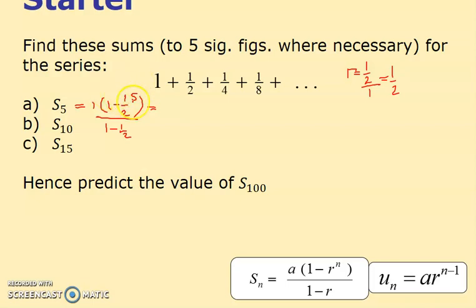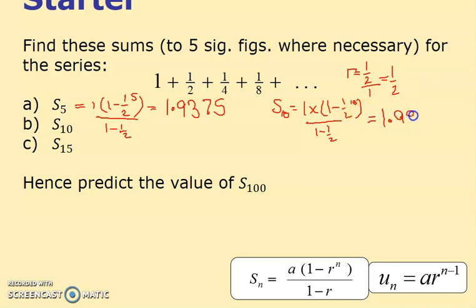And if I press the SD button, I get 1.9375. I'm going to do the same for S10 over here. Well, that's 1 times by the bracket 1 minus a half to the power of 10 over 1 minus a half. So you can see it's almost identical. And I get 1.998. And you start thinking to yourself, hang on, there's a pattern here. That was 5 terms, this is 10 terms.